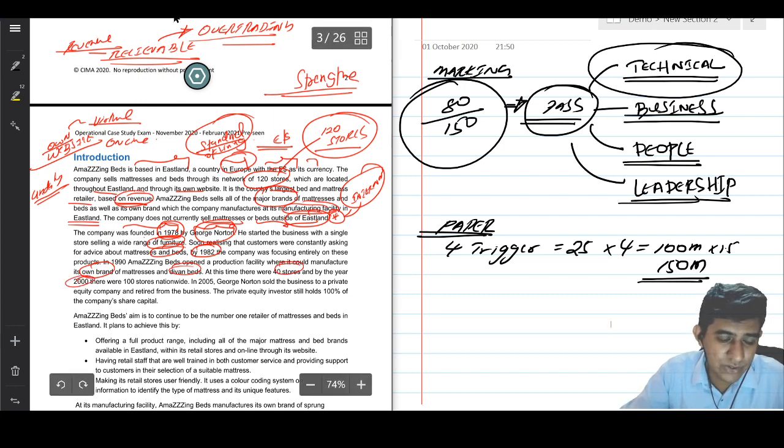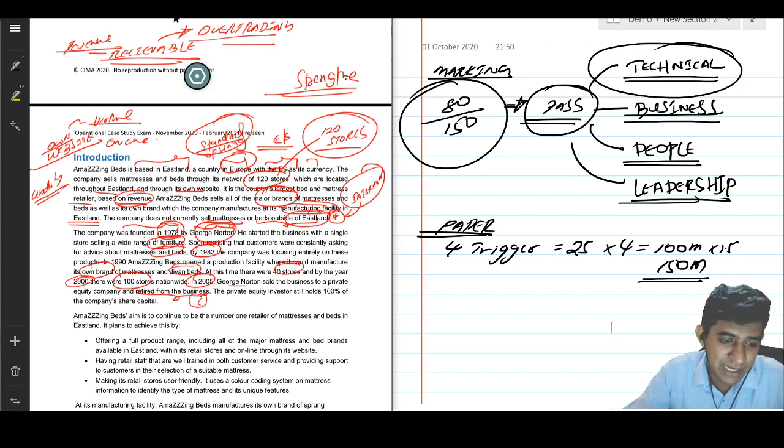By the year 2000, it became 100 nationwide. In 2005, George Norton sold the business to a private equity company and retired from the business. So students, it is 2005, almost 15 years ago. The private equity investor still holds 100% of company share capital.